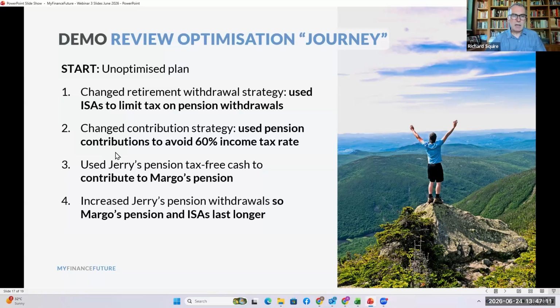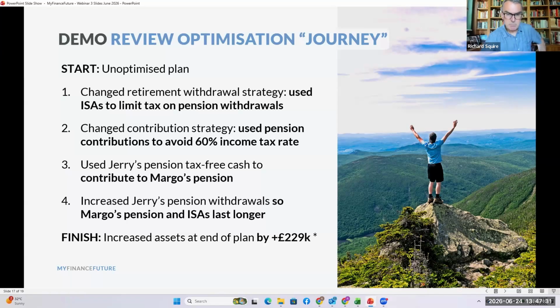And then finally, we used increases in Jerry's pension withdrawals, so Margot's pension and the ISAs lasted longer and gave a better balance in the withdrawals at the end of the plan, and also a more flexible ISA balance rather than the pension balance for inheritance tax planning, with overall an increase in assets before inheritance tax at the end of the plan in today's money of about £230,000.